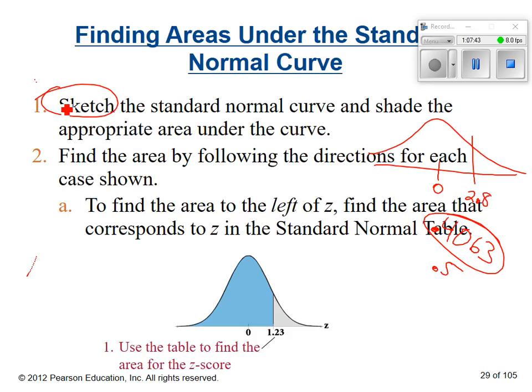Different cases that we're going to have. If we're just looking at the area to the left, then you're just going to find this. And we can just use the calculator like we just did there, or just use the table.